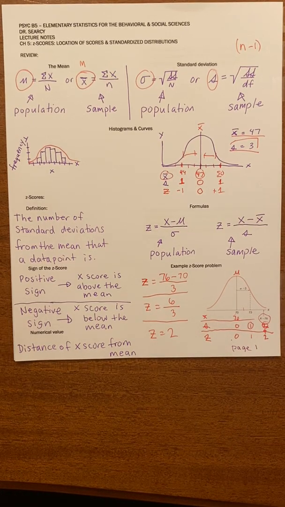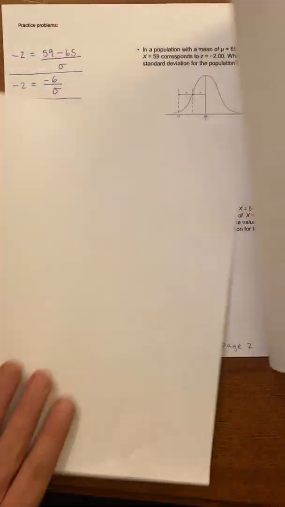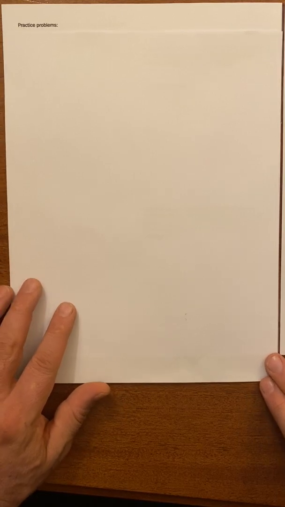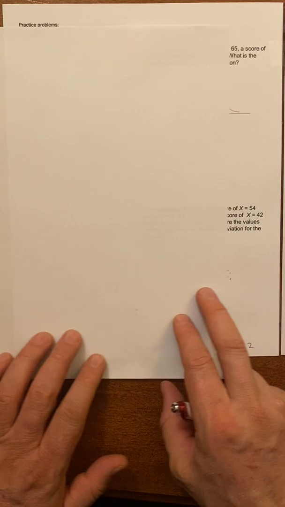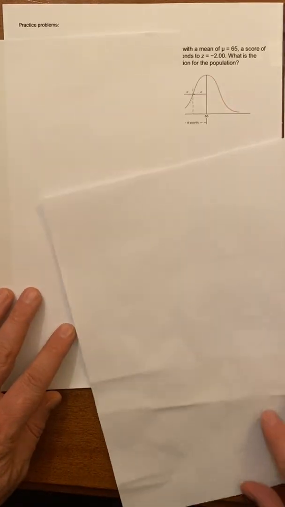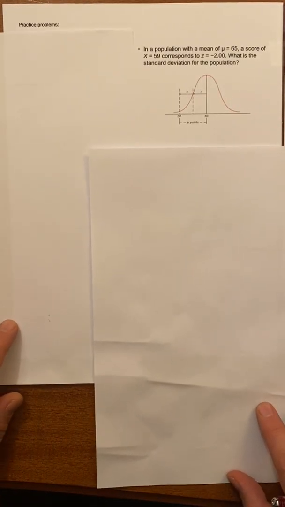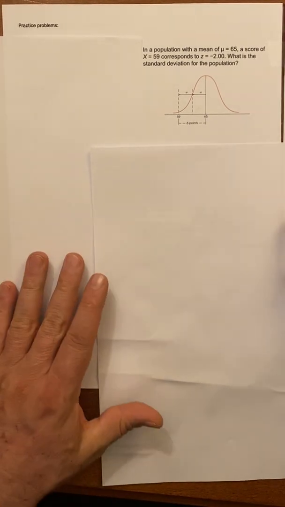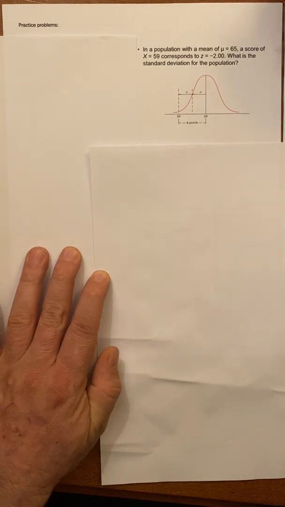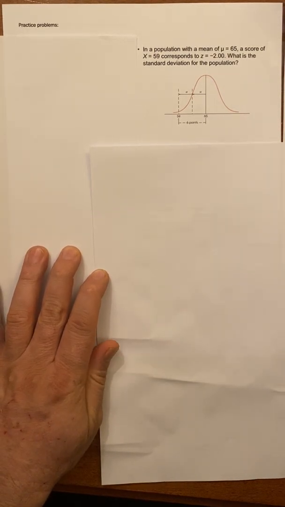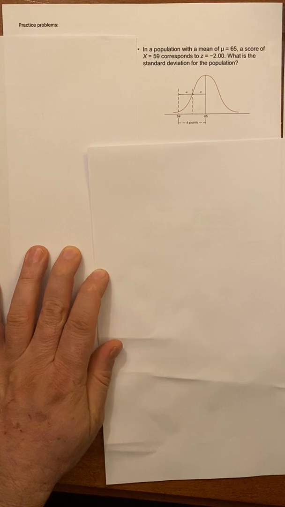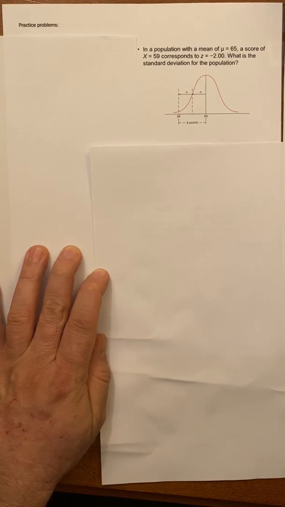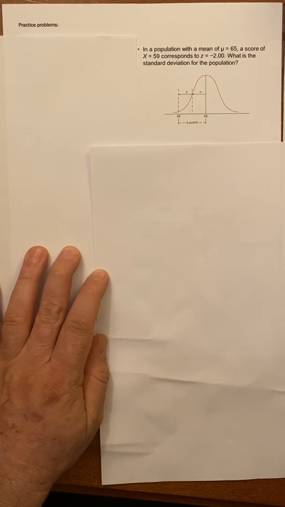Okay, so let's go ahead and keep on going. Now I want to talk about some practice problems with this. First practice problem that we could have is this problem here. Right, and I just want to read it to you just to make sure that we see what the important information is in the practice problem. It says that in a population with a mean of 65, a score of 59 corresponds to a z of -2. What is the standard deviation for the problem?